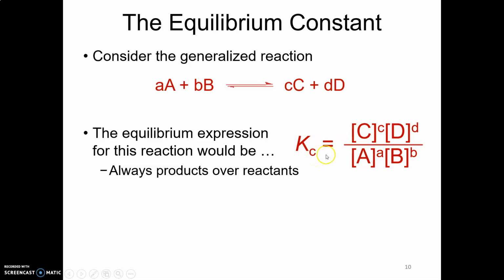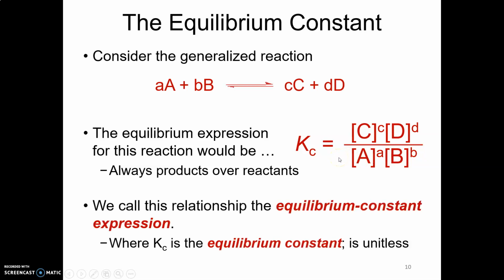All right? So concentration of the product C, raised to its coefficient, times concentration of the product D, raised to its coefficient, divided by concentration of reactant A, raised to its coefficient, also divided by the concentration of reactant B, raised to its coefficient. Okay? This is called the equilibrium constant expression, and this is a unitless value.